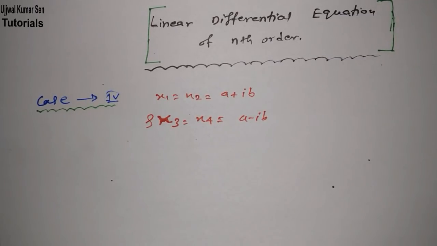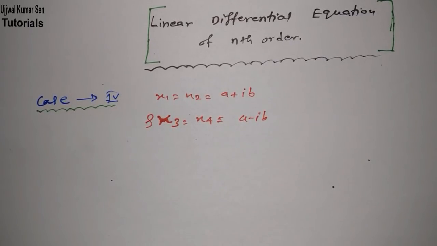So suppose we have imaginary roots, because iota is there, and we are getting 2 pairs of imaginary roots, just like in the given example: x1 is equal to x2 is equal to a plus iota b, and x3 is equal to x4 is equal to a minus iota b.